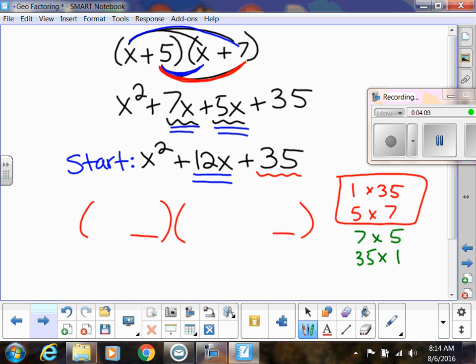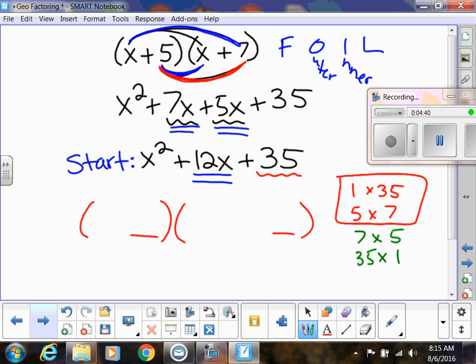Okay, so we call those the inners and the outers. I don't know if you learned FOIL or not. The outer ones were the x times the 7, because those are on the outermost. And then the 5 and the x, those are the inners. They're the closest ones. So if I say check your inners and outers, this is what I'm talking about. So 7x plus 5x is what gave us the 12x.